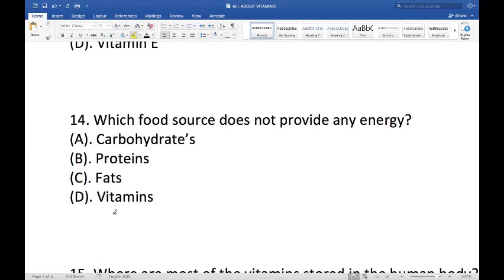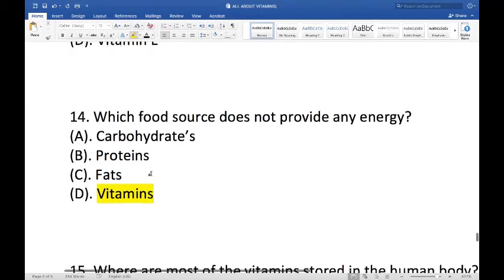Next question. Which food source does not provide any energy? Is it A, carbohydrate, B, protein, C, fats, or D, vitamins? So which food source does not provide any energy? And the right answer here is vitamins. Vitamins do not provide any energy. Instead, it's an organic molecule itself, which is an essential micronutrient. Whereas carbohydrates, proteins, and fats generate ATP.